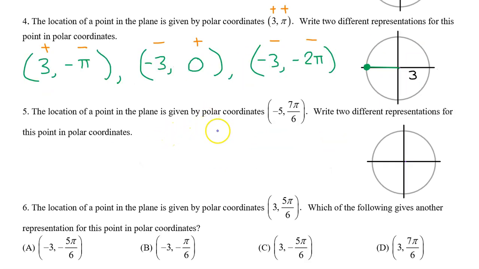Number 5. Let's write 2 or 3 different representations for the point with the polar coordinates negative 5 comma 7 pi over 6. Let's start by plotting this point. Here are the 4 angles with a reference angle of pi over 6. We can think of pi as 6 pi over 6. Therefore, 7 pi over 6 will be right here in the third quadrant.